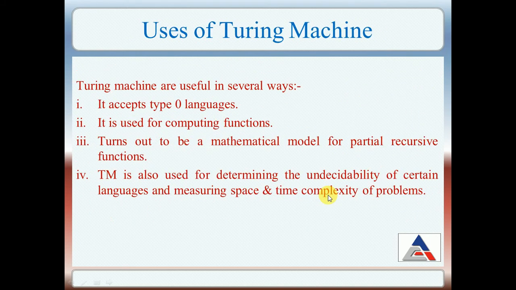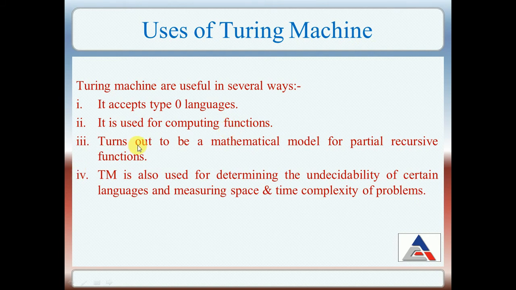Next we have uses of Turing machine. So the first usage is that it accepts type 0 language. Remember students, we have studied the Chomsky classification of languages, and under that we have type 0 languages, which are also called unrestricted grammar, right? In which you can take alpha equal to null. The second usage is that it is used for computing functions. Here computing functions means you are going to calculate functions using a transition diagram or transition table.